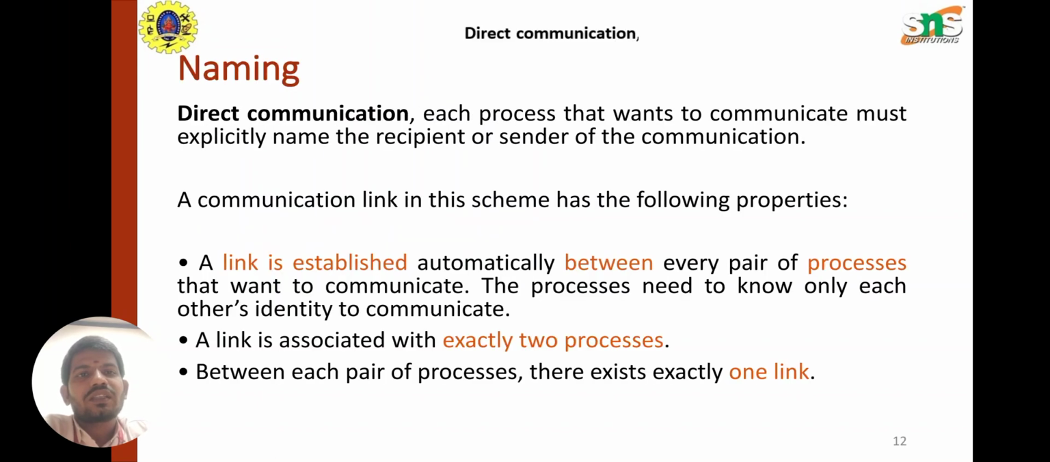First, direct communication with naming. In direct communication, each process that wants to communicate must explicitly name the recipient or sender of the communication. The communication link in this scheme has the following properties. A link is established automatically between every pair of processes that want to communicate. The processes need to know only each other's identity to communicate. A link is associated with exactly two processes. Between each pair of processes there exists exactly one link.